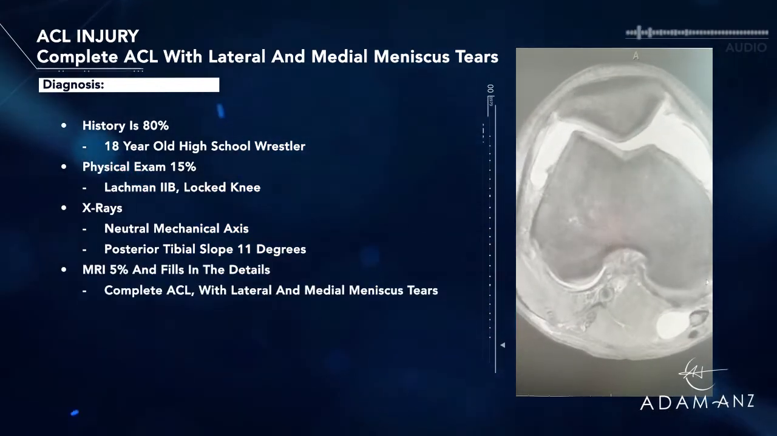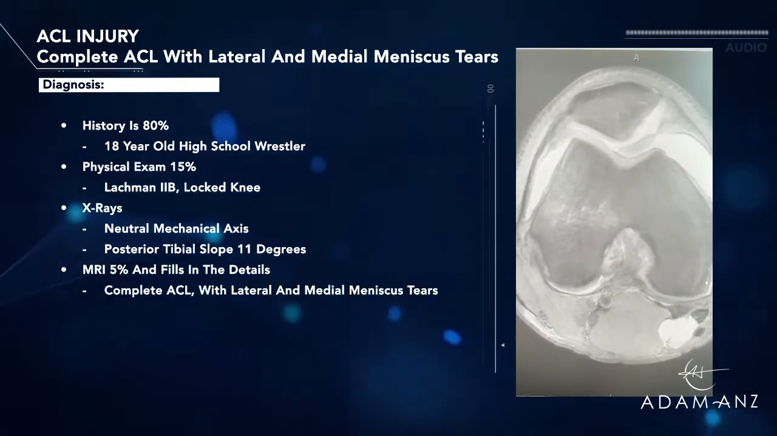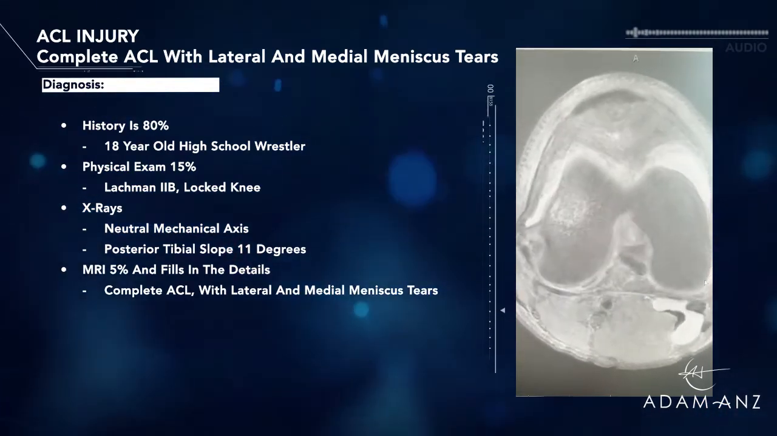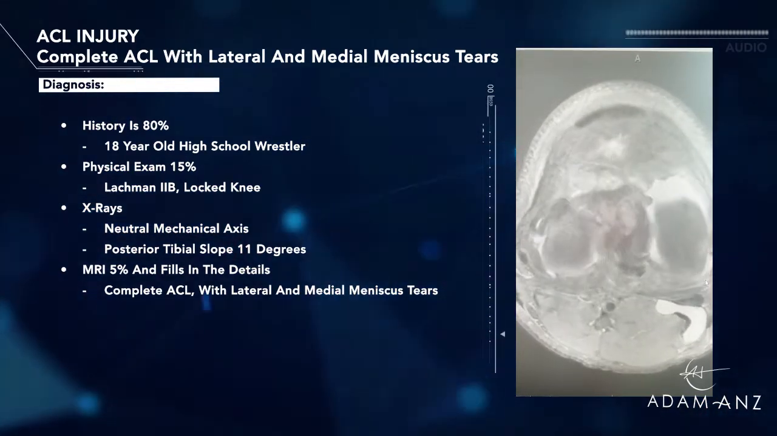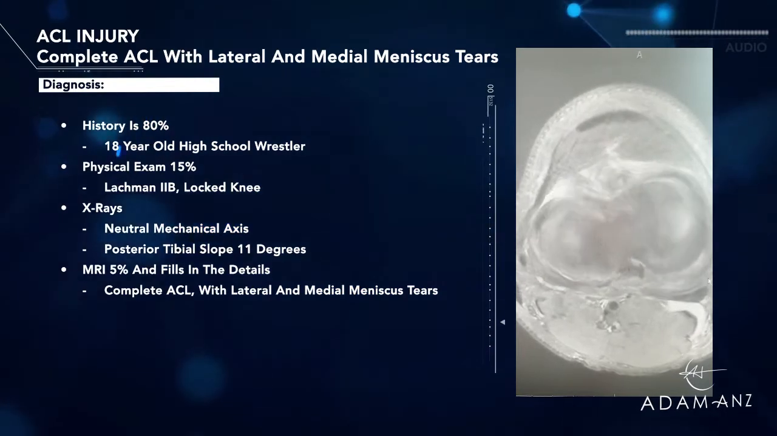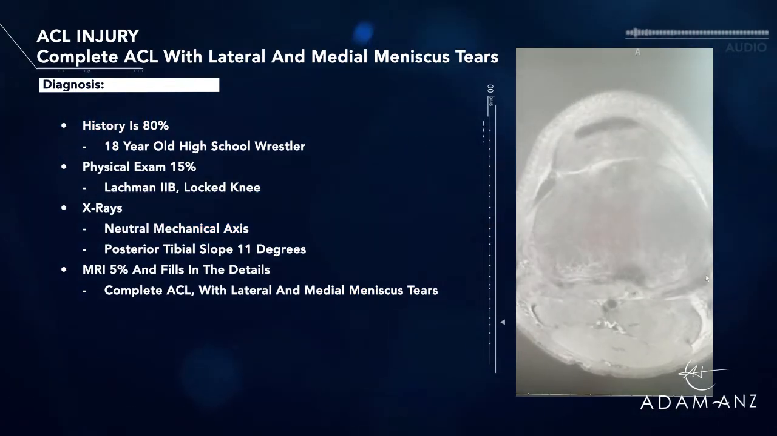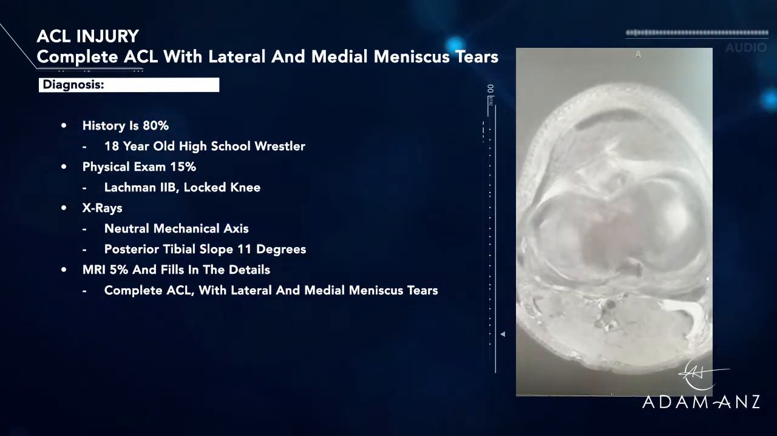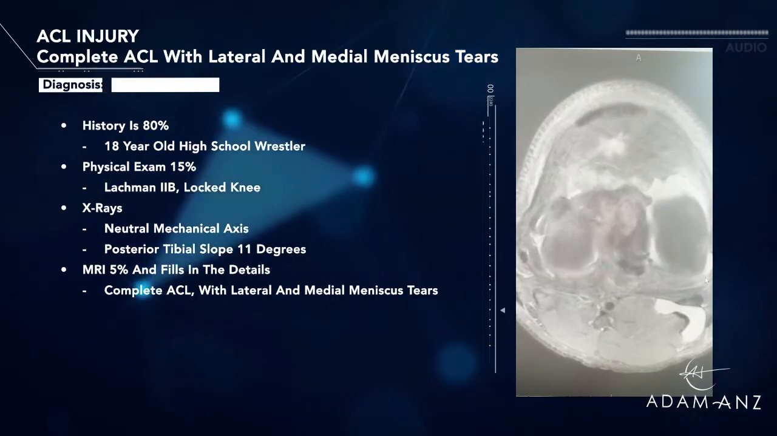MRIs fill in the details and show us the full nature of the injury. On this MRI, you can see a portion of his lateral meniscus. The entire posterior horn has flipped forward and the root has detached. He also, on different views, had a medial meniscus posterior tear.